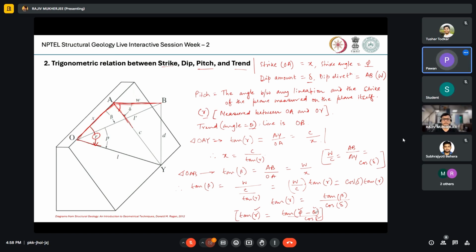Sir, if you please tell something about rake. Rake and pitch are the same. I mean, mathematically, those are the same. Okay, thank you. So that is why R has been considered for the term rake. So R for rake, you can see it like this as well. So this was the relation. I mean, if you know the strike, dip, and trend, you can easily calculate the rake or the pitch of the lineation.